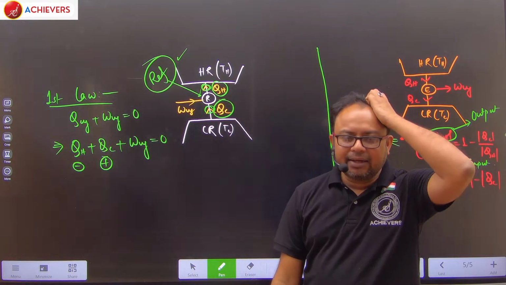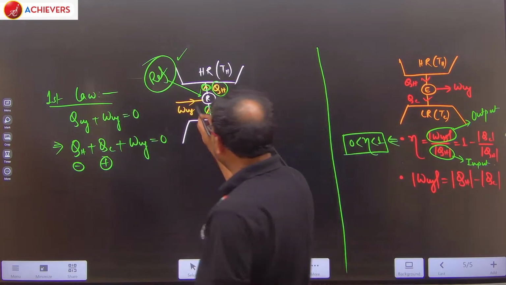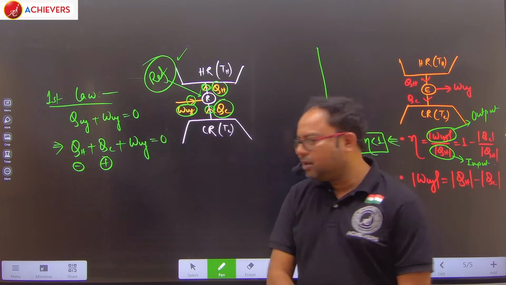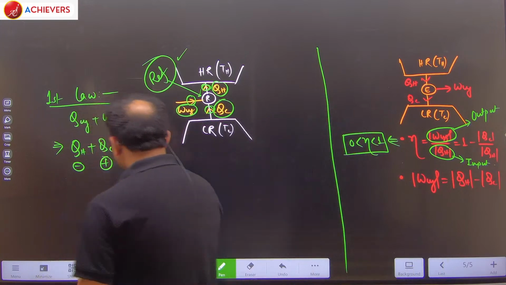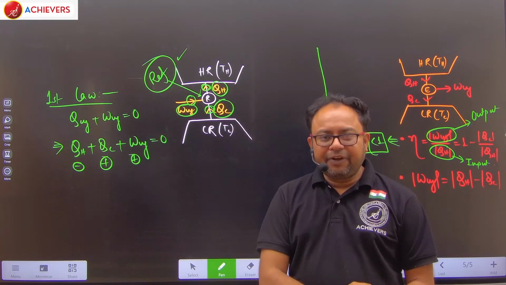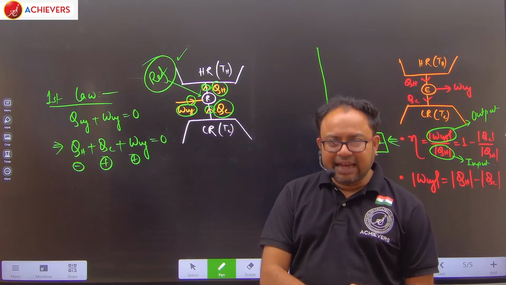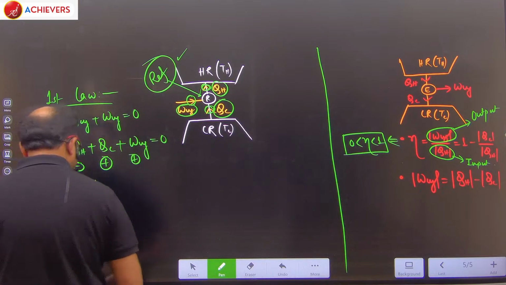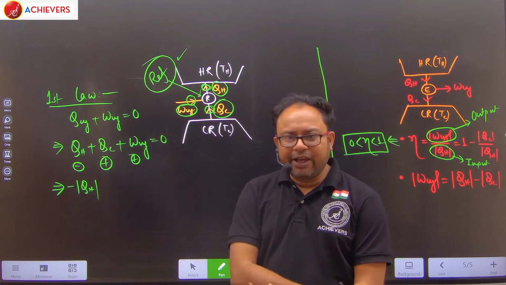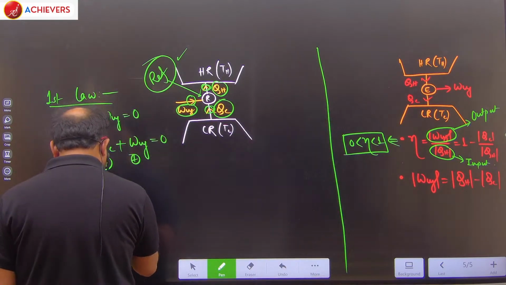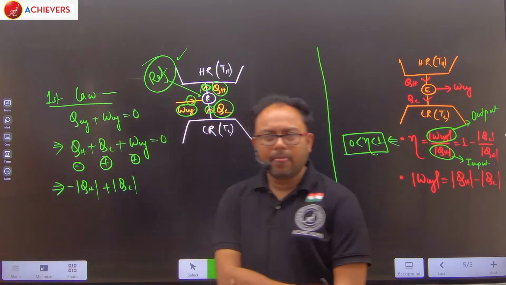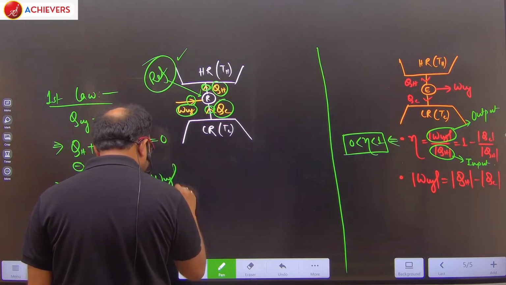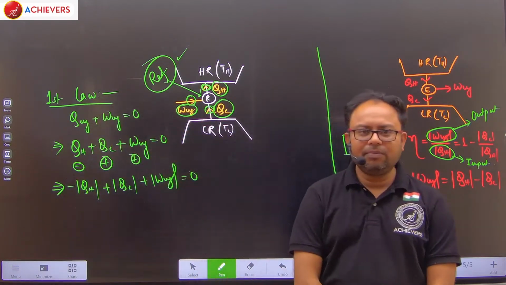What about W cyclic? You see again the arrow of W cyclic is towards the reference refrigerator. So it's again positive. So if QH is negative, then QH can be written as minus mod QH. If QC is positive, then it is written as plus mod QC. If W cyclic is positive, then it is written as plus mod W cyclic. And the entire thing is equal to 0.